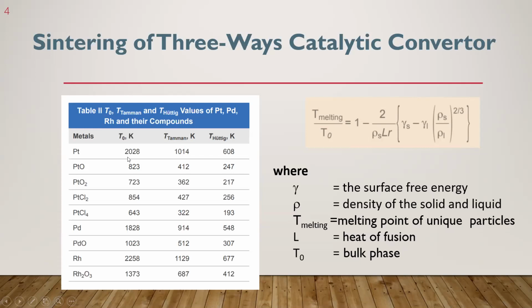In this table, I would like to show you the T0, T Tamman, and T Hüttig of platinum, palladium, and rhodium, which are their components. The metallic platinum, palladium, and rhodium have higher Hüttig and Tamman temperatures than the corresponding compounds, demonstrating that higher valency metals may have poor thermal stability.